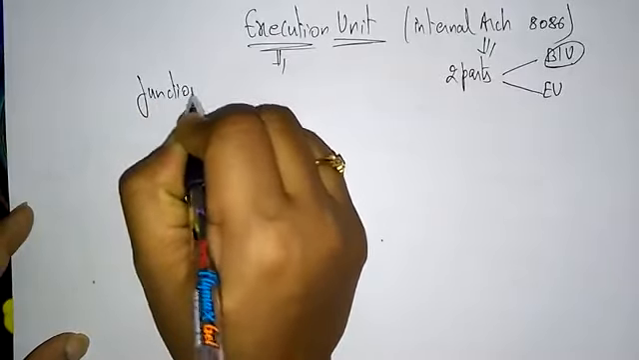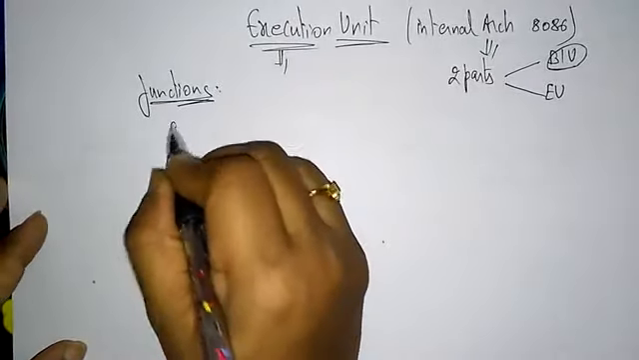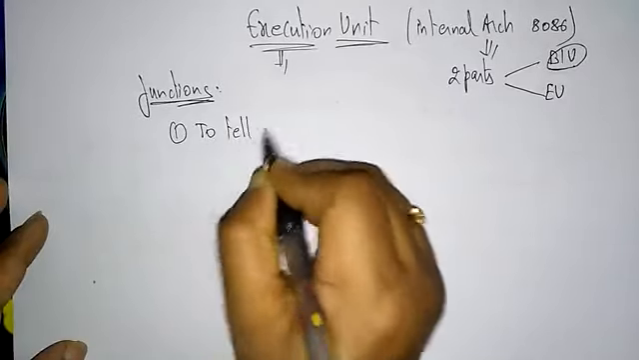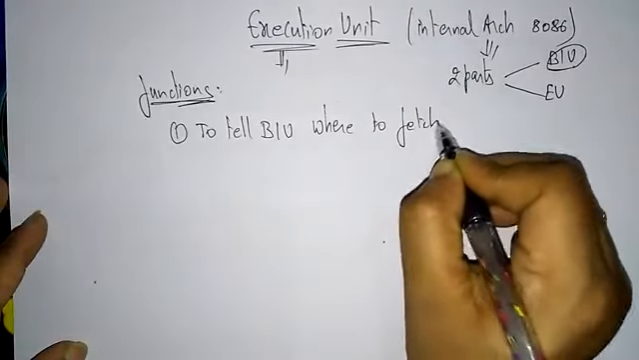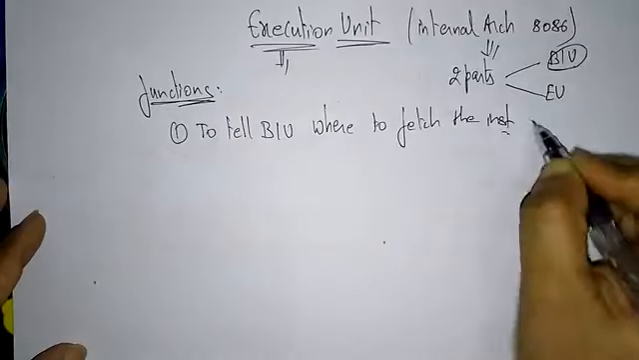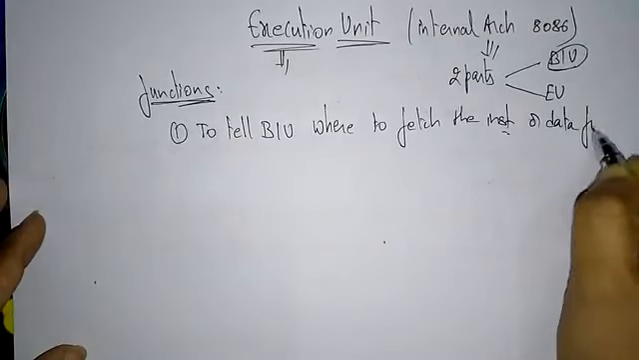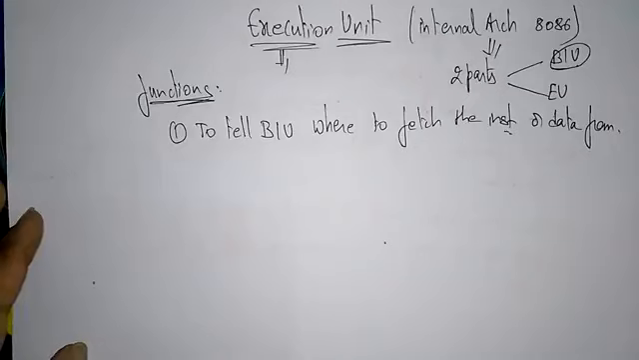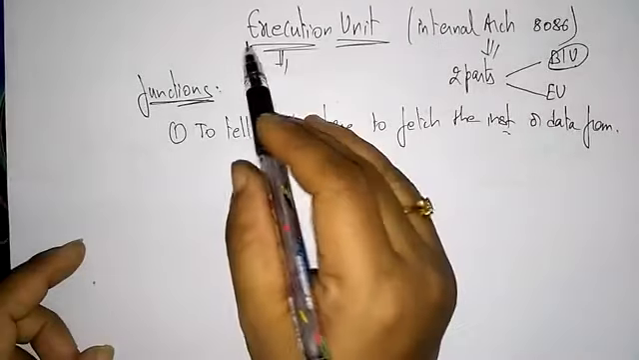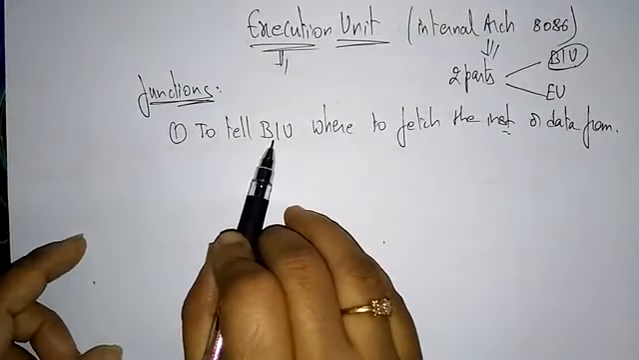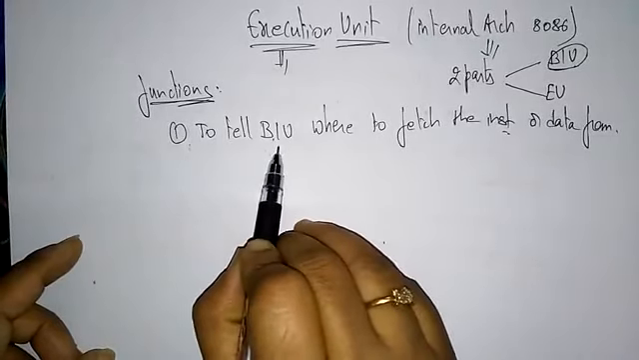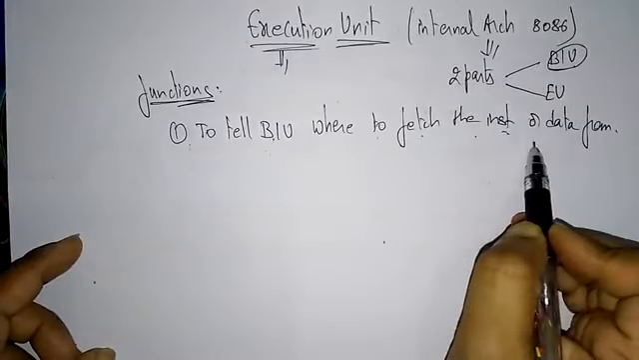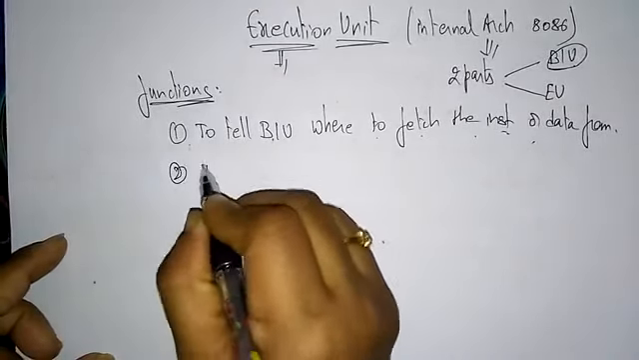What functions can it perform? First, the execution unit tells the bus interface unit where to fetch the instruction or data from. Where we have to get the data and to where we have to send the data, everything is told by the execution unit to the bus interface unit. Next, to decode the instruction.